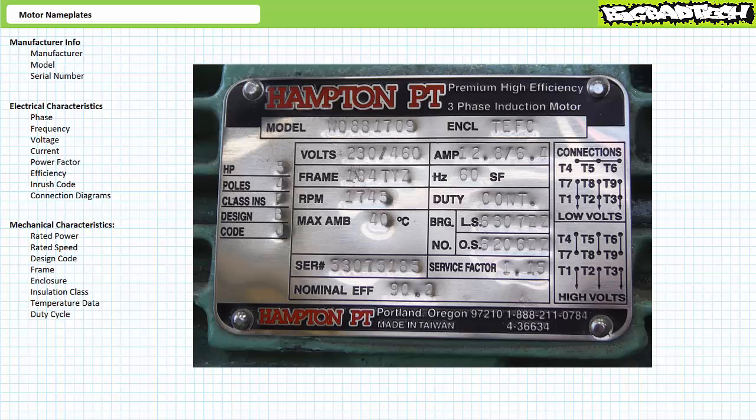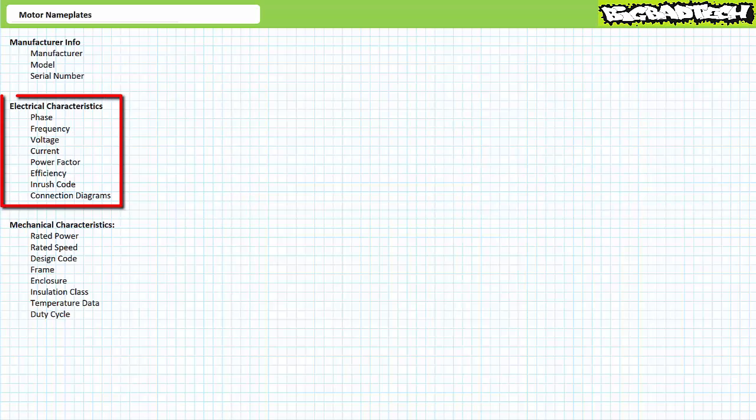Here's an example motor nameplate. Looks like this model W0881709 motor was made by Hampton, and this particular motor's serial number is 530-75185. The next category on a motor nameplate pertains to the electrical aspects of the motor in question. The most important of these entries specify phase, frequency, voltage, current, power factor, efficiency, inrush code, and connection diagrams.